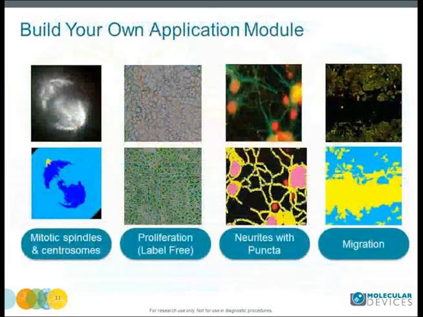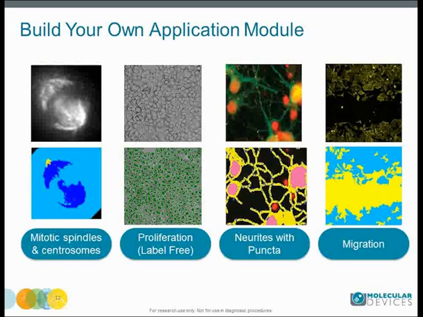Talking to you about how you do 3D application modules, but in the past these custom modules have enabled things like mitotic spindle and centrosome detection, label-free proliferation assays, not just neurite outgrowth, but identifying puncta on your neurites and even in migration assays. So on that note, I will turn it over to Oksana, who will be talking to you about some of the 3D assays she's done on spheroids.